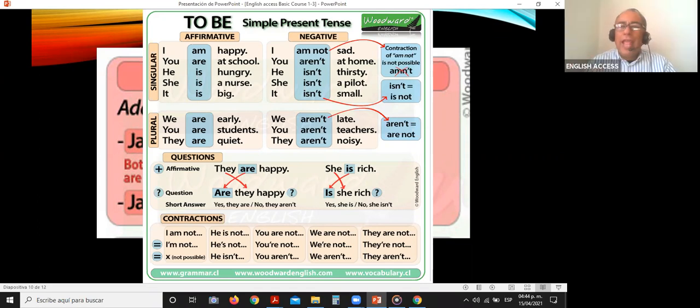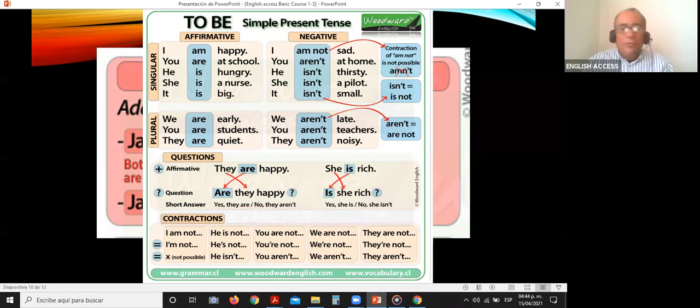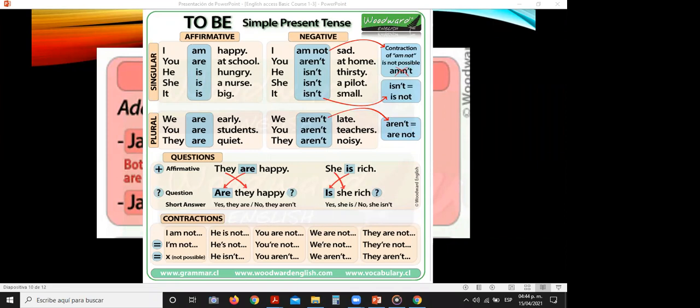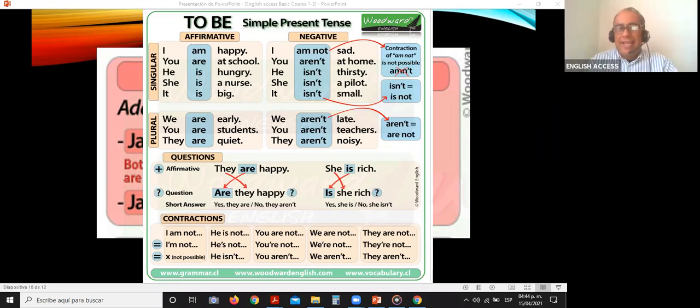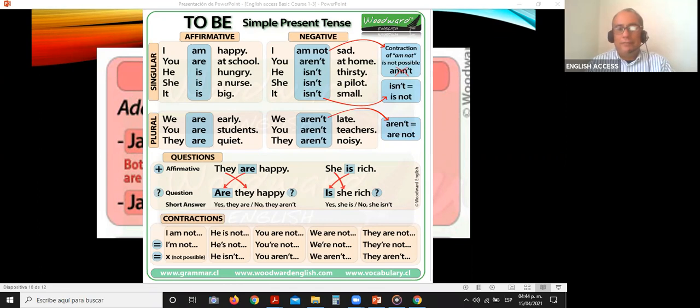How do you say abuelos in general, Fatima? Grandparents. I don't know if Francisco can speak now. He told me he was not able to speak. But if you can, speak now. Oh, very good, Francisco. How do you say padres in general? Parents.